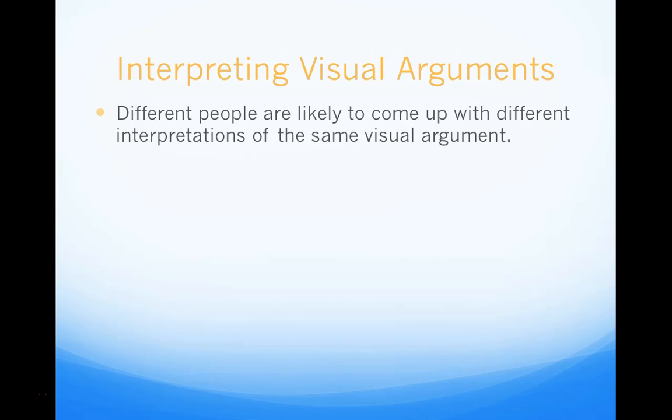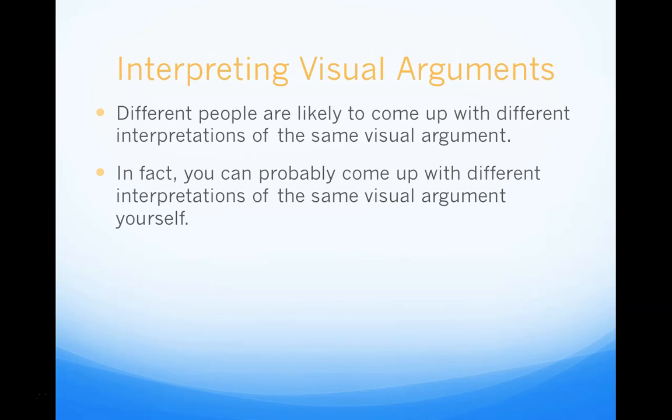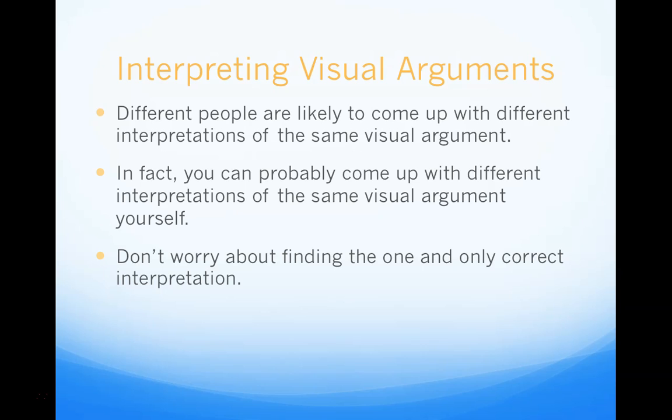Different people are likely to come up with different interpretations of the same visual argument. In fact, you can probably come up with different interpretations of the same visual argument yourself. So think back to either of the two arguments that we looked at, the one with LeBron James or the one with the female tennis player. In both cases, perhaps you could come up with different interpretations of that same visual argument. Don't worry about this as we go through these examples. There isn't necessarily a correct interpretation. Just focus on finding a plausible interpretation.